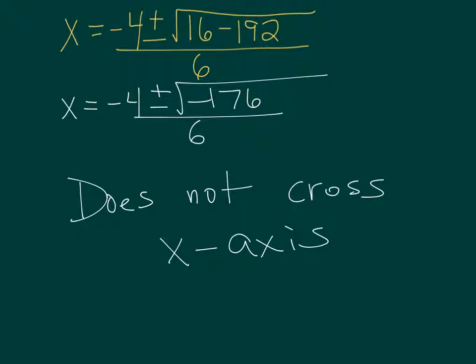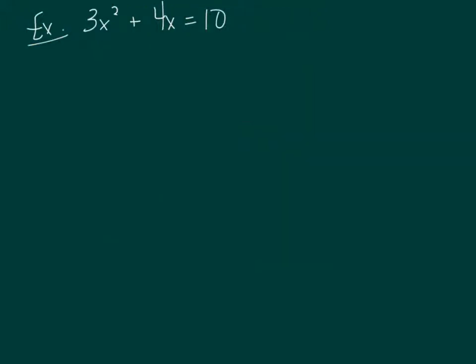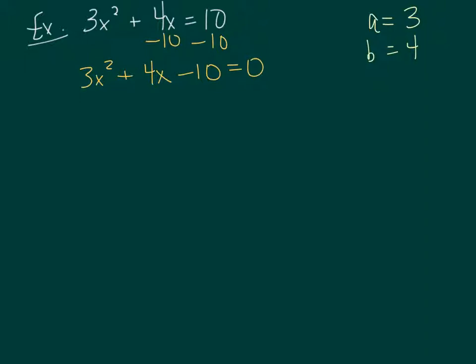Let's do one more problem. All right, so we'll do one more problem here. This problem says 3x squared plus 4x equals 10. So again, our very first step is to subtract the 10 from both sides. So our equation is actually 3x squared plus 4x minus 10 equals 0. Again, I've got to solve it for 0. I have to have everything on the same side. So here, my a is 3 because it's the coefficient of the x squared. My b is 4 because it's the coefficient of the x, or the second term. And my c is negative 10.